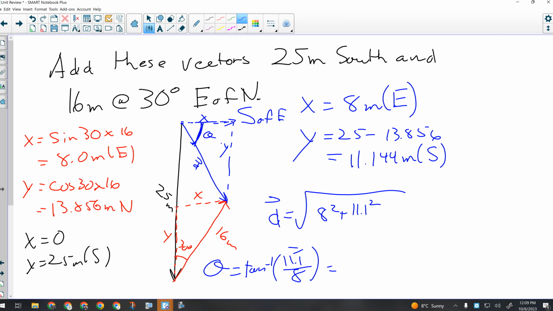And guys, I see this happen sometimes as well. Make sure that you are finding the angle that points from the starting point to the ending point.